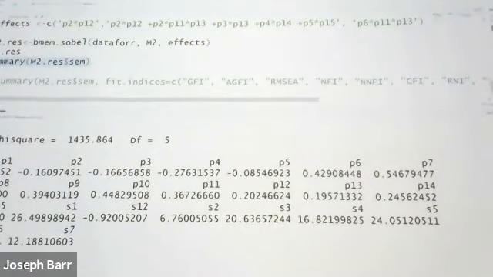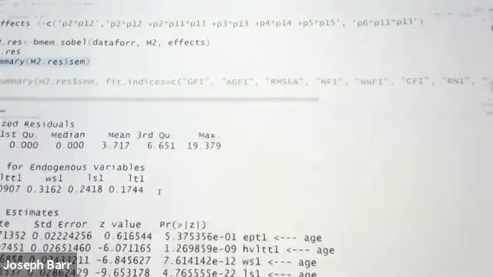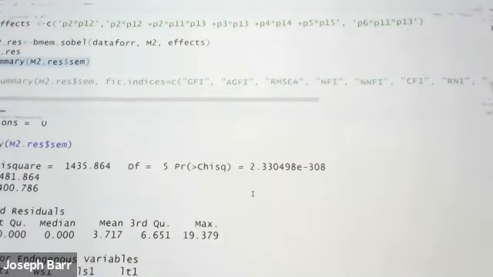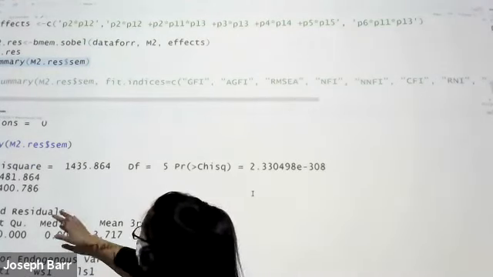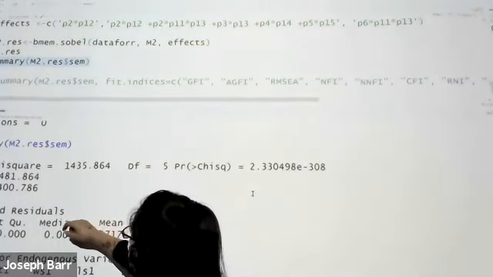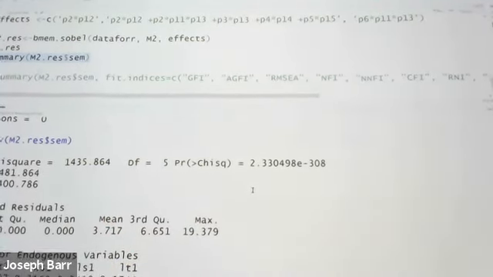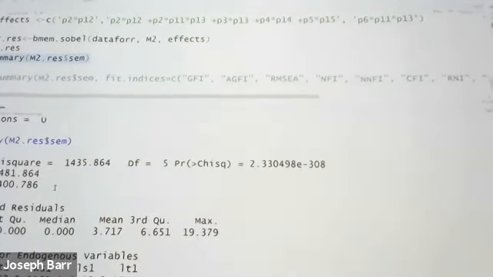And we can also use summary to look at the results. Okay, summary. That's it. There are no more model fit indexes. We only have AIC and BIC. We don't have any others.